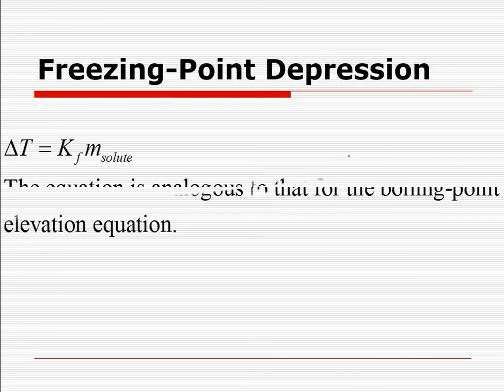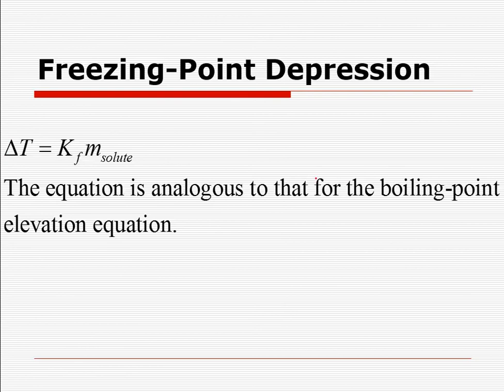Here's your equation for freezing point depression. Looks just like boiling point elevation. The only difference here is this has K sub F, which is the molal freezing point depression constant. And those are different than the KB values, but they are specific to the solvent, just like the KB is. So this equation works very much the same as the other.